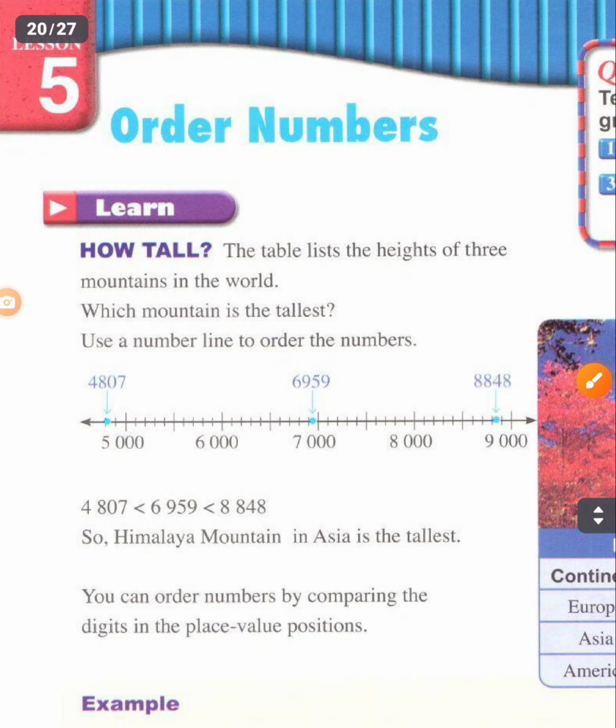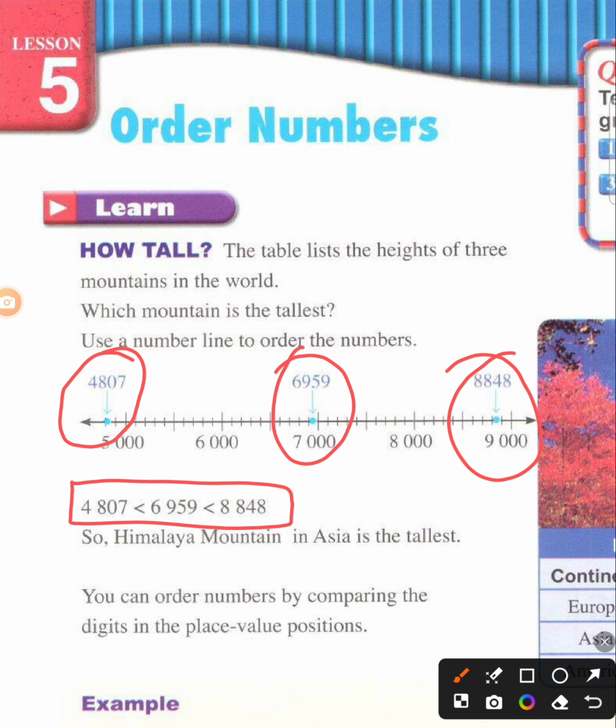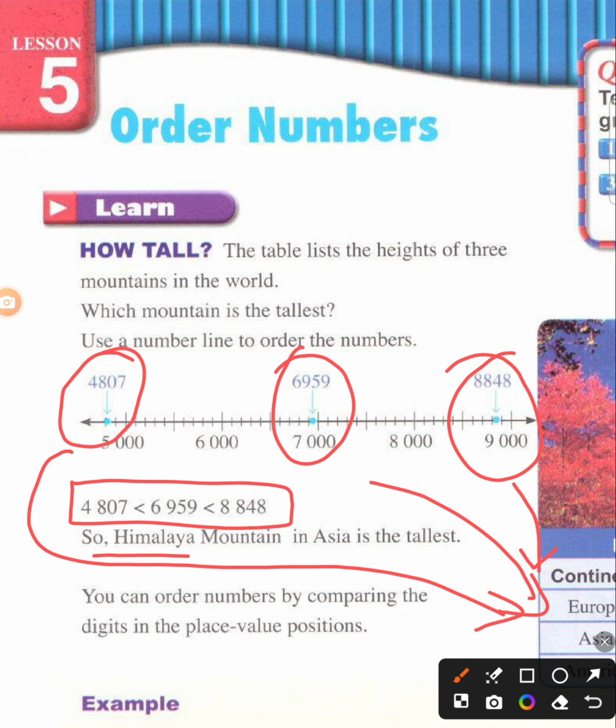We must put them here, and you can see this. They are here in this number line, and you see that 4,807 is less than 6,959 and less than 8,848. So we must read which they are and see. So Himalaya mountain in Asia is the tallest. This is this. Okay?